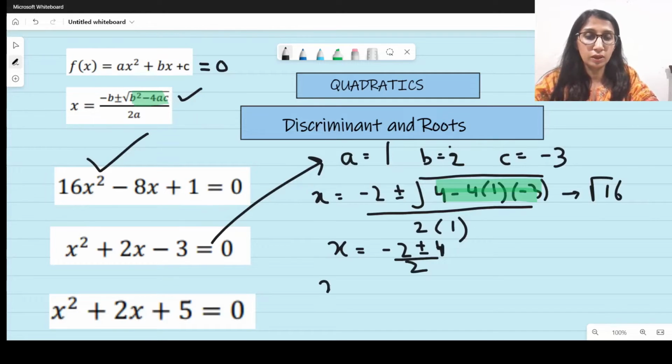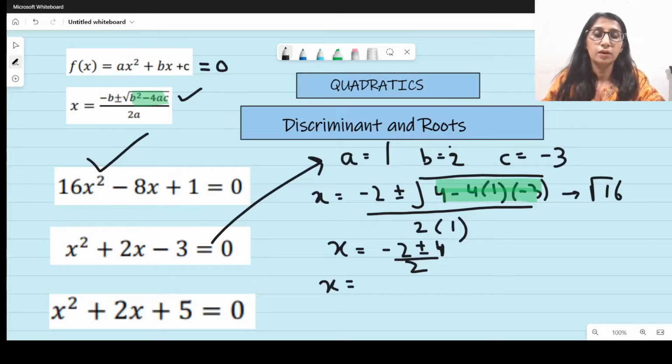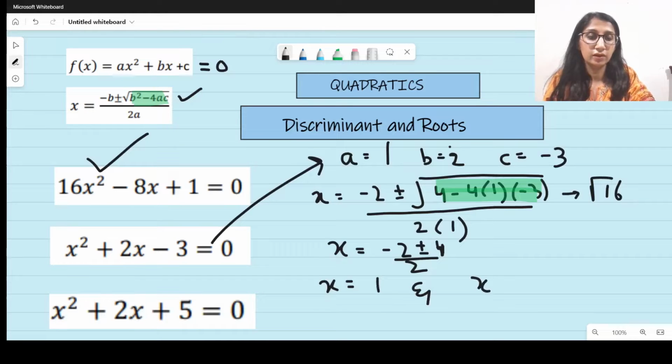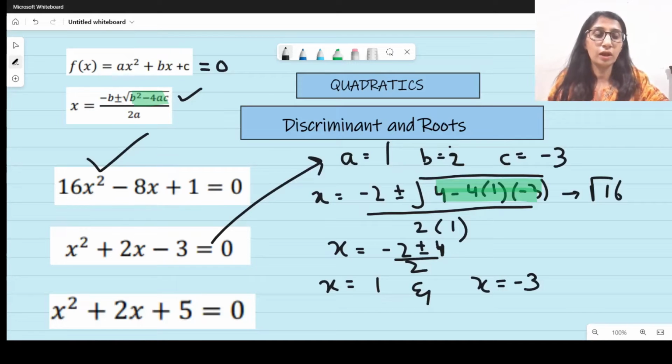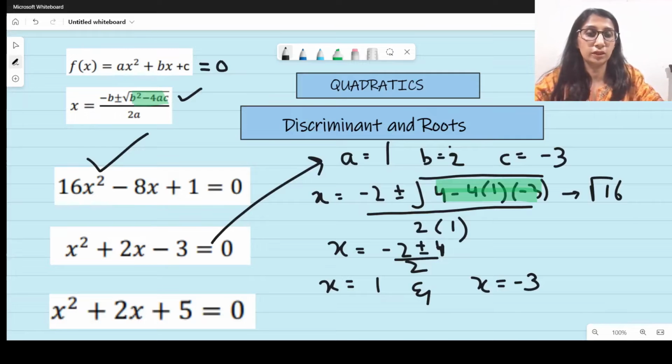So we're getting two answers. One answer is minus 2 plus 4 divided by 2, which is 1. And the other answer is minus 2 minus 4, which is minus 6, divided by 2, which is minus 3. So now, in this case, we got two solutions of the quadratic equation.